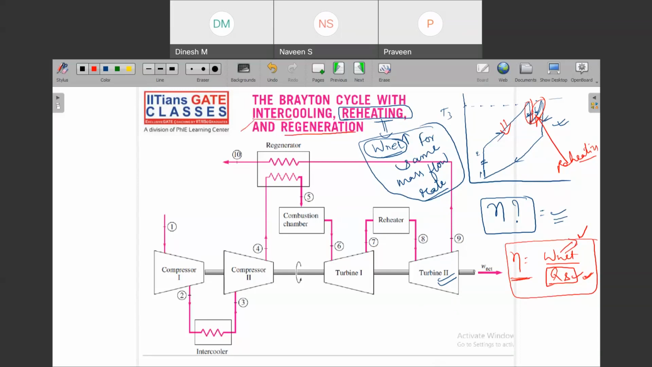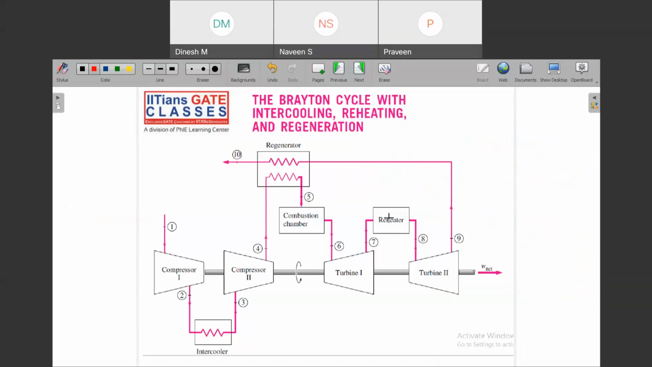And what about intercooling? In intercooling, if I draw the TS diagram, then how it would look is, see, you have compressed it to some point, and then you have cooled it, and then again you have compressed it, and then you have provided heat, you have expanded it. So this is the portion where you have done intercooling.